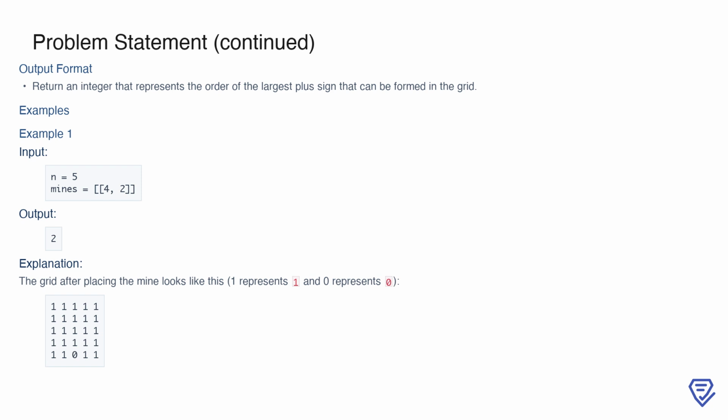Consider a grid of size n equals 5, and we have one mine at position 4, 2. This means the cell at row 4, column 2 will be set to 0. After placing the mine, the grid looks like this: all cells are 1 except for the mine, which is 0. The largest plus sign in this grid has an order of 2. This is because the longest arms of 1s extending in all directions from the center of the plus sign are of length 2. Any larger plus sign would encounter the 0 cell and break the pattern.